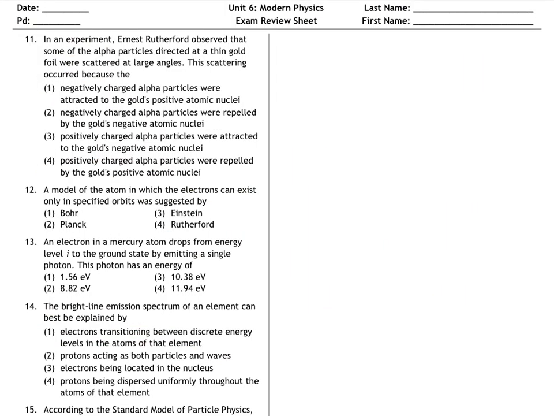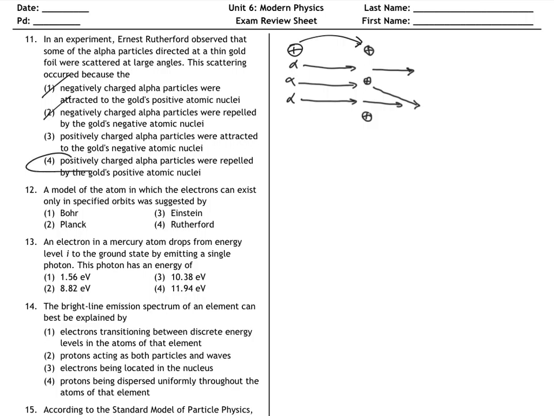In number 11, we have a question about Ernest Rutherford and his alpha particle experiment that was directed at a thin gold foil. The thing that caused the scattering was that the protons were pretty small compared to the size of the atom in general. In addition, the alpha particles had positive charges and the nucleus had a positive charge as well. So the best answer choice here would be something like 3 or 4, because they both say positively charged. And we would say repelled by the gold's positive atomic nuclei, and then 4 is my final answer.